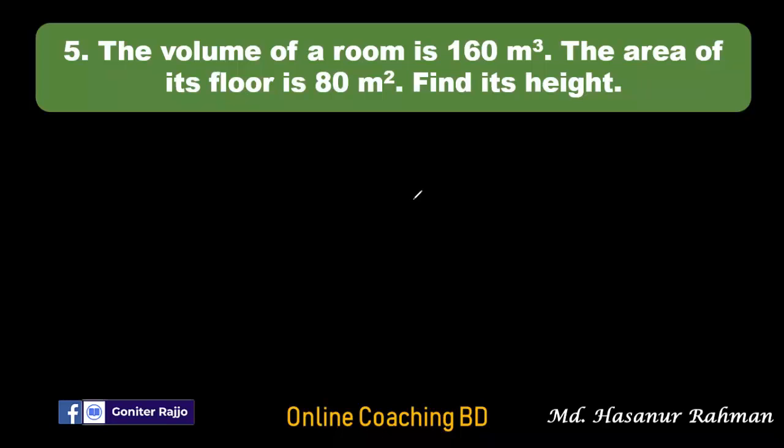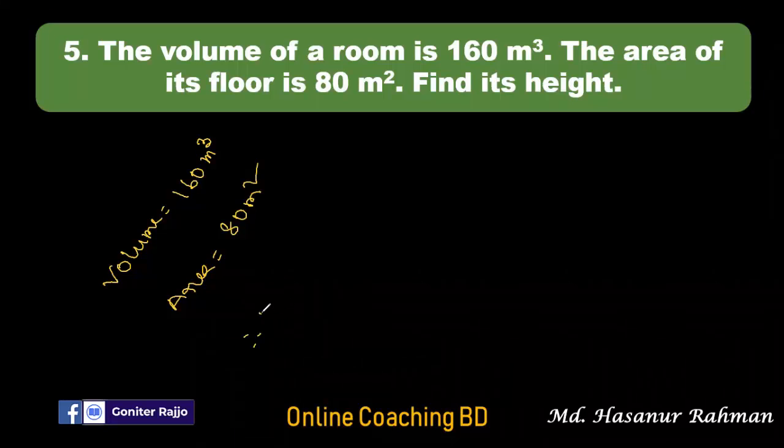Now number 5. Number 5 says the volume of a room is 160 meter cube. The area of its floor is 80 meters square. Find its height. So here volume and area are given. So what is the volume of the room? Volume is 160 meter cube and area is 80 meter square. So what will be its height?